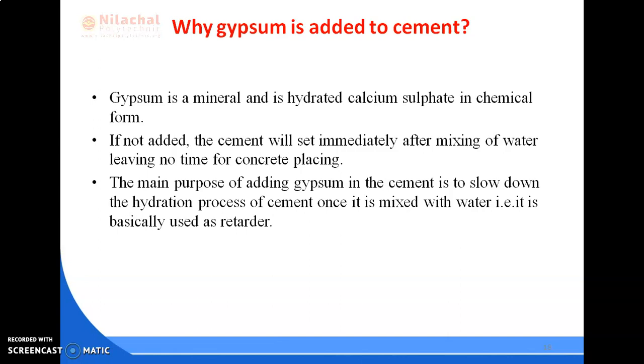This is why gypsum is added to cement. Gypsum is a mineral and is hydrated calcium sulfate in chemical form, as I have already told. The main purpose of adding gypsum to cement is to slow down the hydration process of cement once it is mixed with water. That means it is basically used as a retarder, and it plays an important role in controlling the rate of hydration of cement. So, it is generally termed the retarding agent of cement. It is mainly used for regulating the setting time of cement and is the main component to slow down the initial setting time of cement. This is an important 2-mark question: why is gypsum added to cement?